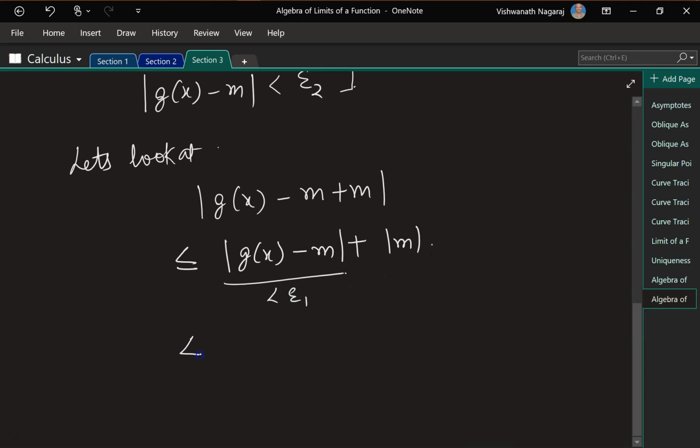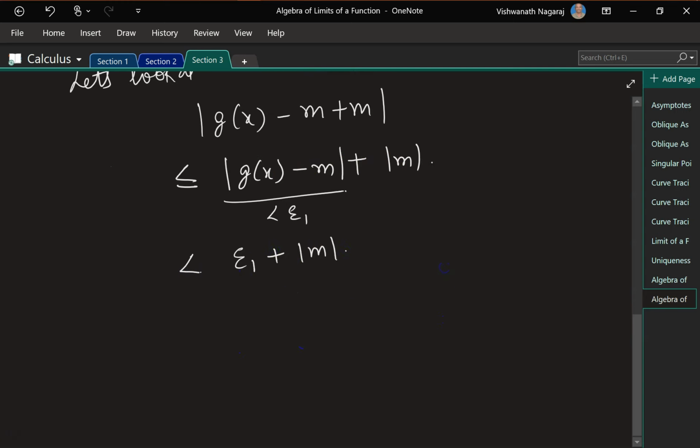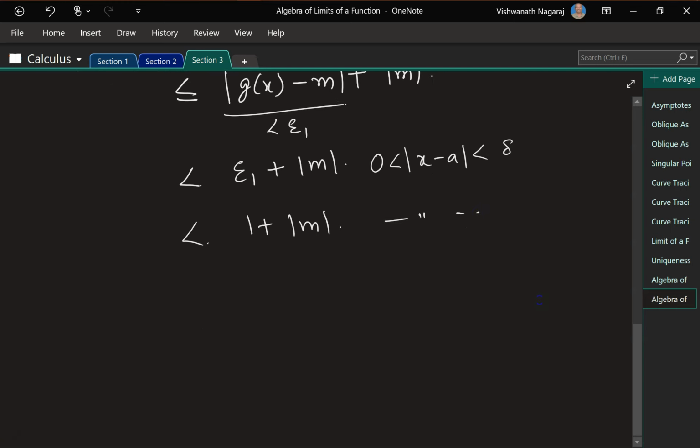So which means this whole thing would be less than epsilon 1 plus magnitude of m. Again, remember, this remains as the condition. Now epsilon 1, we always look at it from a less than 1 point of view. So we keep making epsilon smaller and smaller and smaller, which means it is going to be less than 1. So epsilon 1 plus magnitude of m would be less than 1 plus magnitude of m. Again, the condition remains the same.